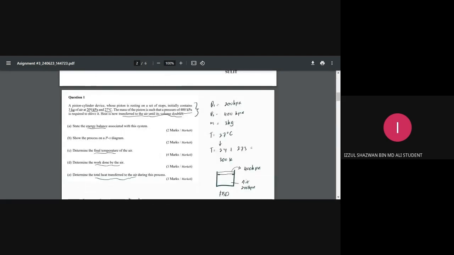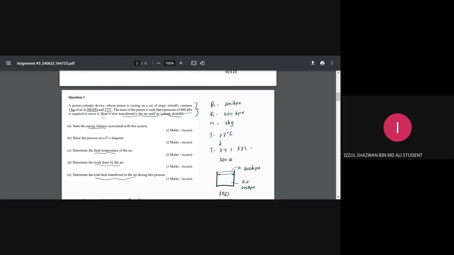So, question 1 said that a piston cylinder device whose piston is resting on the stops initially contained 300 kilograms of air at 200 kilopascal at 27 degrees Celsius. The mass of the piston is such that a pressure of 400 kPa is required to move it. Heat is now transferred to the air until its volume is double.